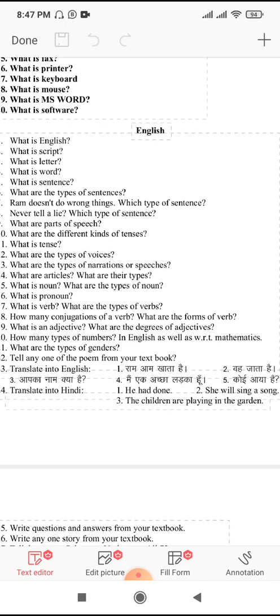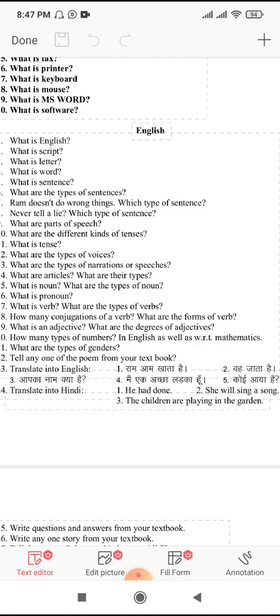What is an adjective? An adjective is a word which describes a noun or pronoun. What are the degrees of the adjective? There are three degrees of the adjective: positive, comparative, and superlative degree. How many types of numbers? In language there are two types of numbers: singular number and plural number. In mathematics, there are different kinds of numbers: prime number, whole number, composite number, natural number, integers, real numbers, and more.